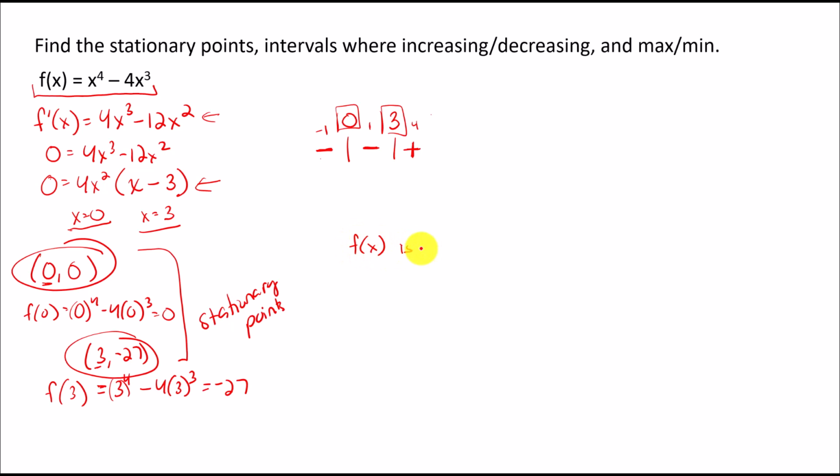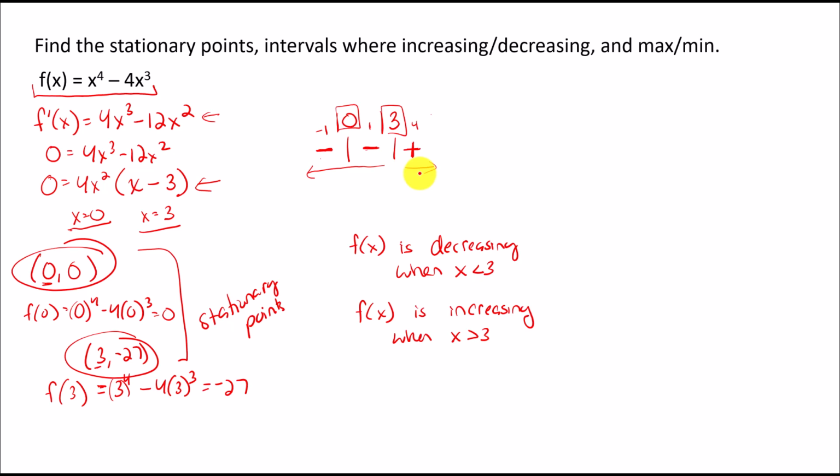Okay, so now what we're going to do is we're going to say that f of x is decreasing when... Now, it's decreasing to the left of 3, and it just keeps decreasing. So even though this 0 is a stationary point, so it levels out for a minute, it never changes directions. So this is negative in both places. So we're just going to say that it's decreasing when x is less than 3. I don't need to write both. I can just say less than 3 because it never changed directions. And then f of x is increasing when x is greater than 3 because it's increasing to the right of 3. Okay, so that's our increasing, decreasing intervals.